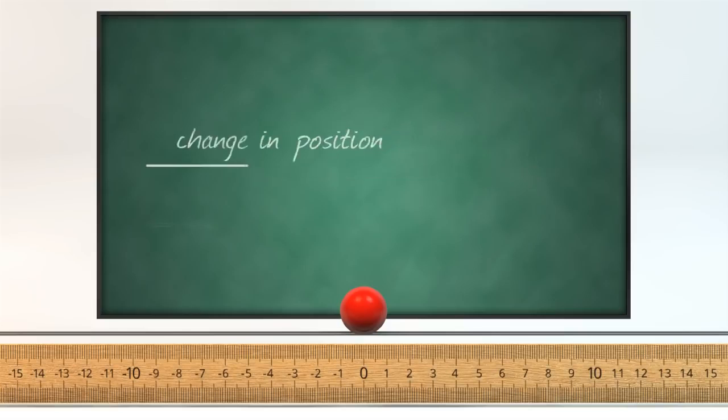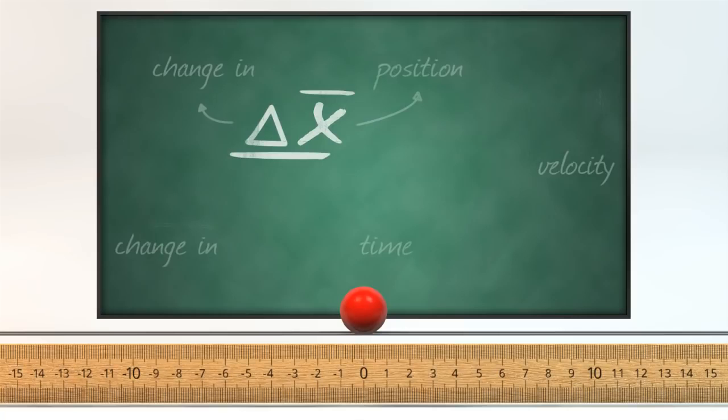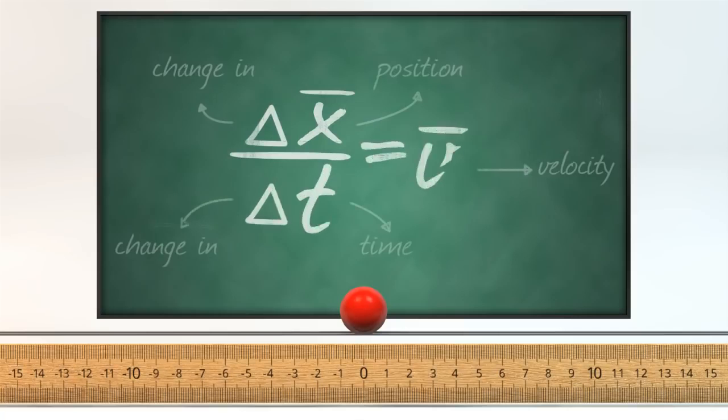If there is a change in position with a change in time, then we can say that the ball has velocity, and we can turn these words into an equation. Delta x over delta t is equal to v. And notice how here we are showing vector quantities with lines over the symbols, but you might also see this shown in a different way, such as with symbols in bold.